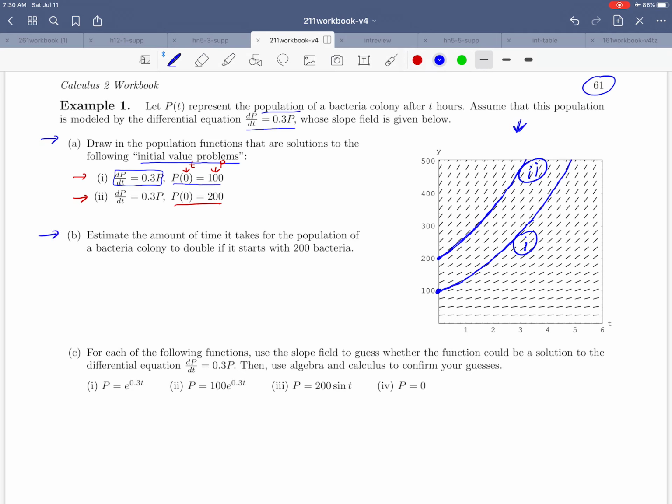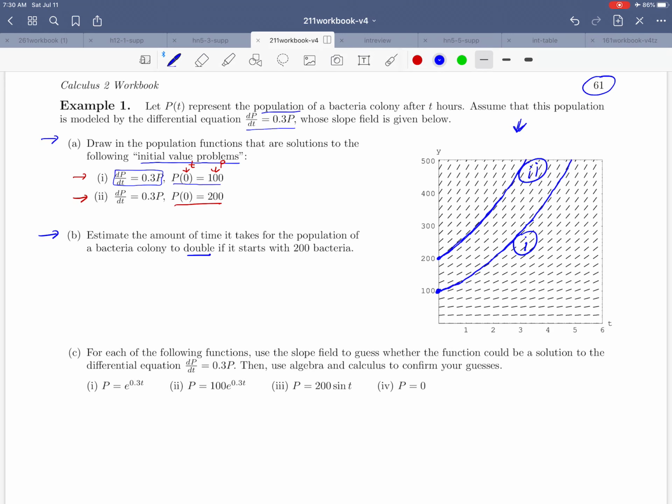So let's move on to part B, see if we can answer that. And this is kind of an interesting question. It would like us to estimate the amount of time that it takes for the population of the bacteria colony to double if it starts with 200 bacteria. Okay, how do we answer a question like that?